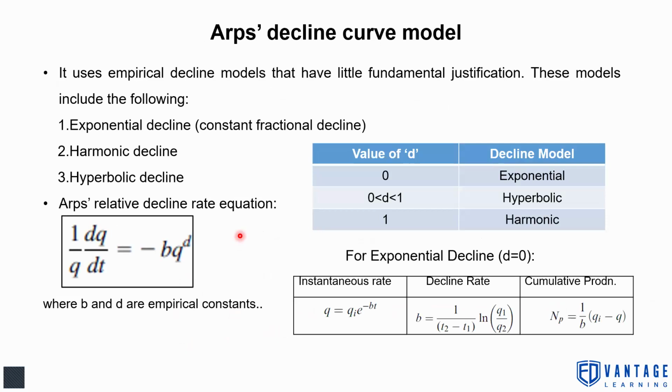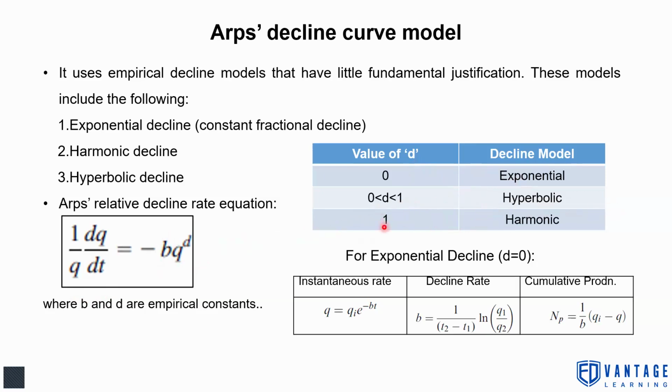So the Arps equation is technically (1/q)(dq/dt) = -b q^d, where q is the oil production rate, b is the decline rate, and d is the decline constant. If the value of d is 0, it's exponential decline. If the value is between 0 and 1, it is hyperbolic decline. And if the value is exactly 1, it is harmonic decline.